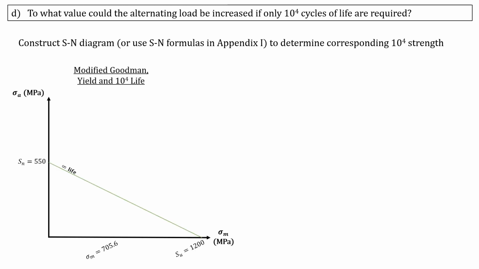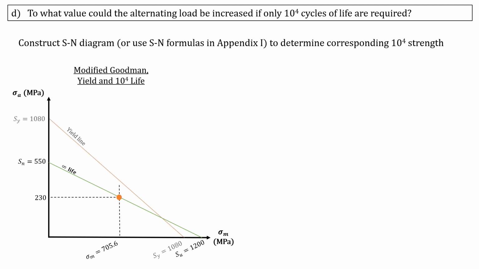First we need to look at the modified Goodman line. So we can create our modified Goodman graph where we have our endurance limit of 550, and then we also have our ultimate tensile strength of 1200 megapascals. We also previously found our mean strength of 705.6 megapascals. If we draw a line up to our infinite life criterion, we find that the alternating stress is 230 megapascals.